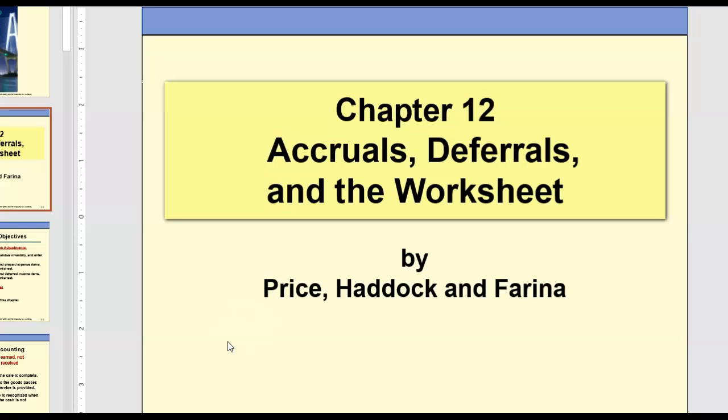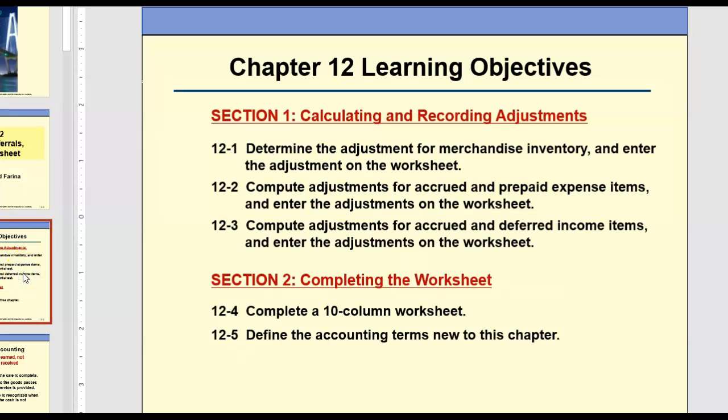I believe it was chapter 3. The only difference is we're going to use different accounts. Now we're dealing with merchandise instead of just service. So let's look through what we're supposed to determine here. It says we're going to be calculating merchandise inventory and adjustments on that.